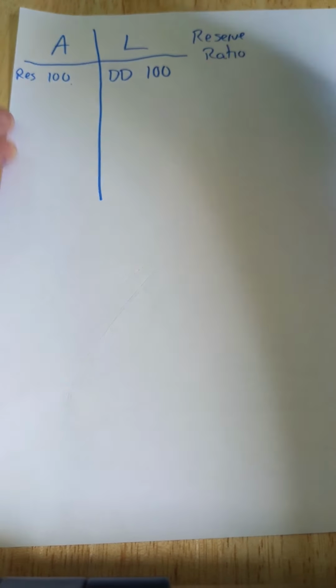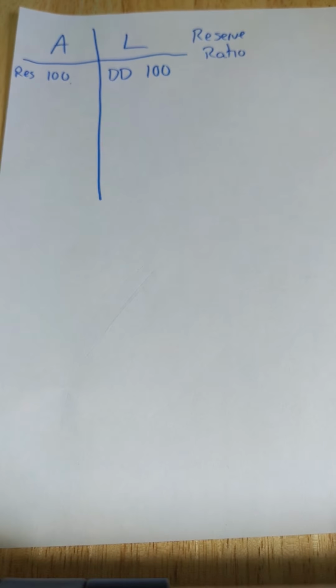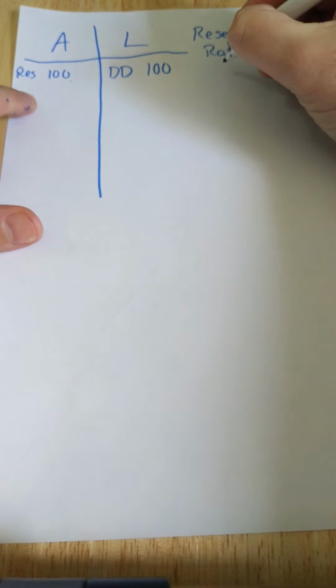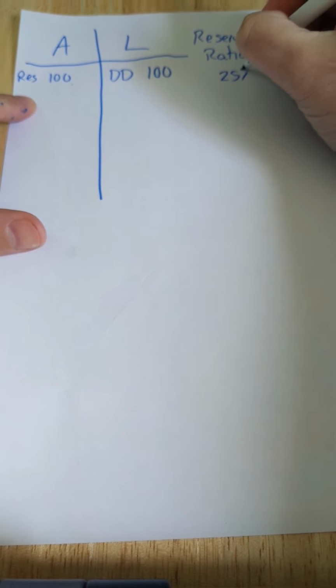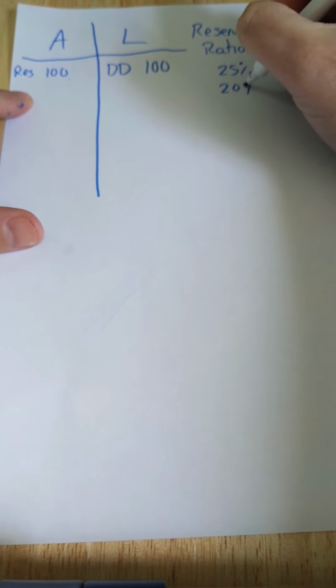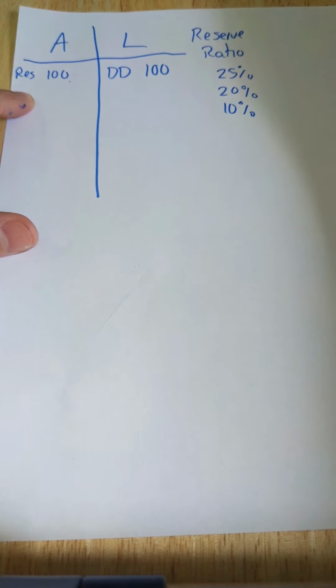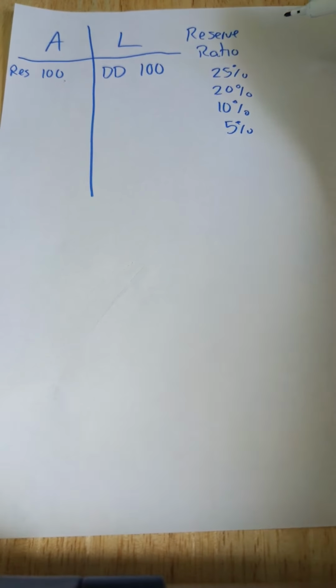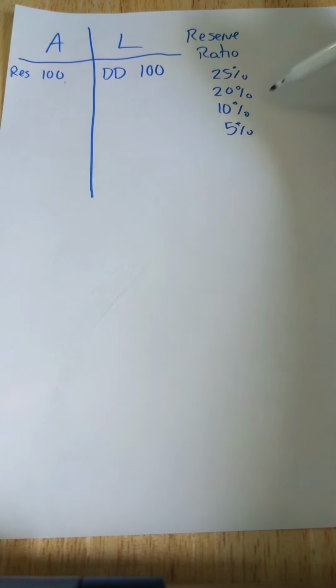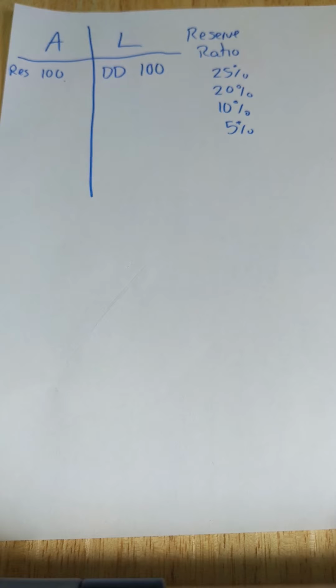Okay, and it's a percentage. So the ones we're going to be dealing with for the AP test are going to be 25%, 20%, 10%, and maybe 5%, but probably not. If you look at old AP tests, you'll see that it's one of these three. And the reason is, just like the GDP multiplier, those turn into easy math for the multiplier.